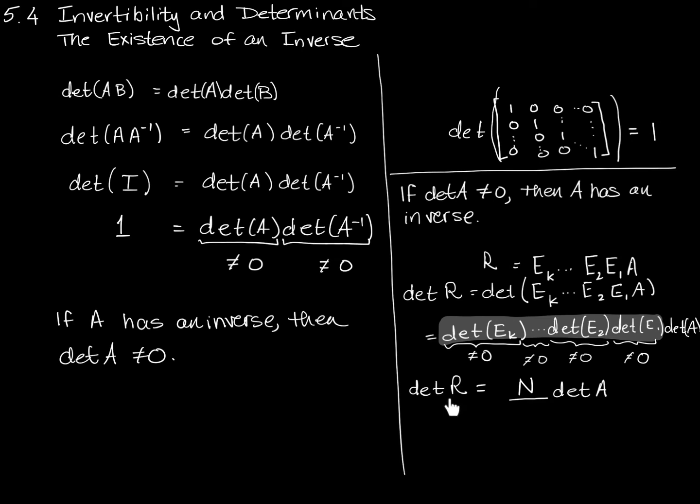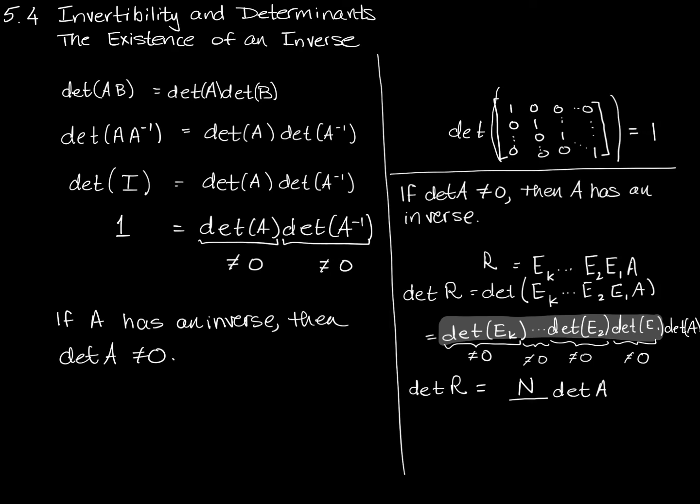Well, R is just the reduced echelon form of A. It's possible for a matrix to have a determinant of 0, but if it's in reduced echelon form and it has a determinant of 0, then that implies that there is a row that's all zeros. One of the rows of the matrix is all zeros. And since the determinant of A is not 0, that implies that the determinant of R is not 0. Since R is in reduced echelon form, there are no zero rows in the matrix R.